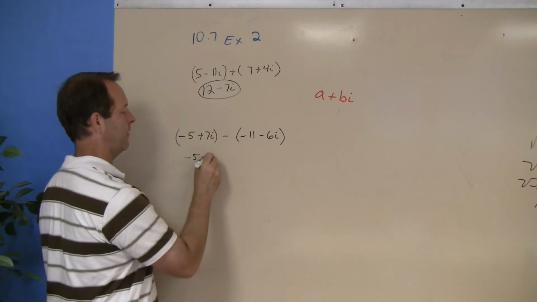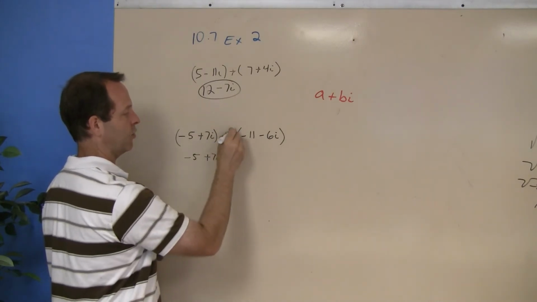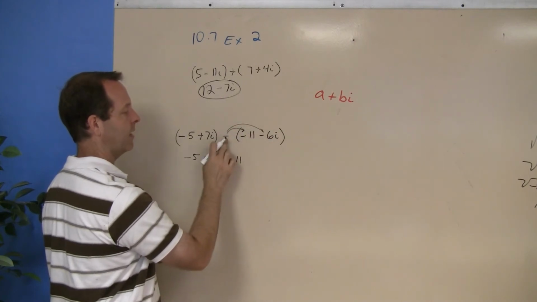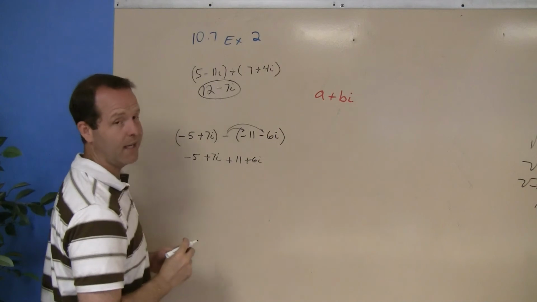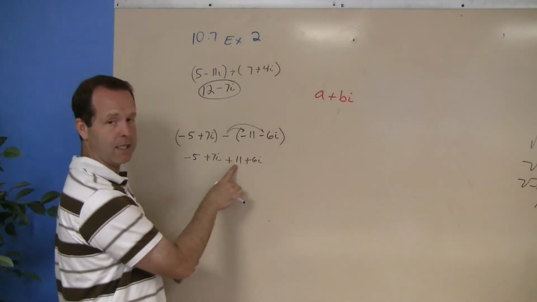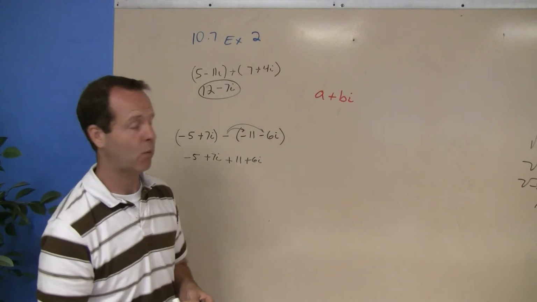Negative 5 plus 7i minus a negative 11, and then distribute it to that 6i: minus a minus 6i turns into a plus 6i. Many students will make this a positive 11, but they'll forget that that negative also goes to that last term as well.